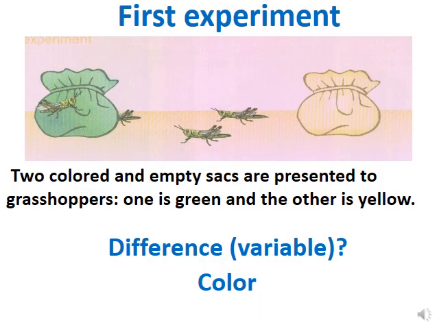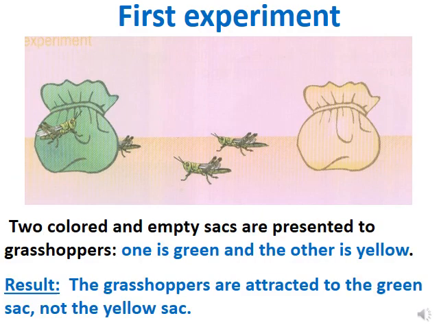Also, we have this experiment that we have explained before. Two colored and empty sacs are presented to the grasshoppers. One is green and the other is yellow. The variable factor, or the variable, which means the difference, is the color of the sac. So here in this first experiment about the grasshopper, the first one is green and the second one is yellow in color. The grasshopper moved toward the green sac and not the yellow. So the green sac attracted the grasshopper.